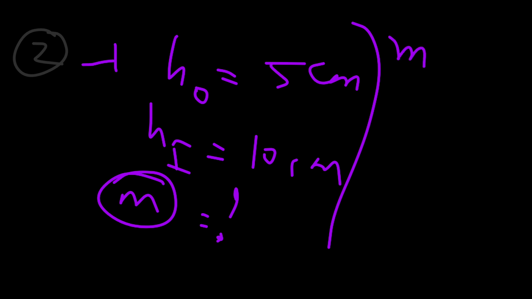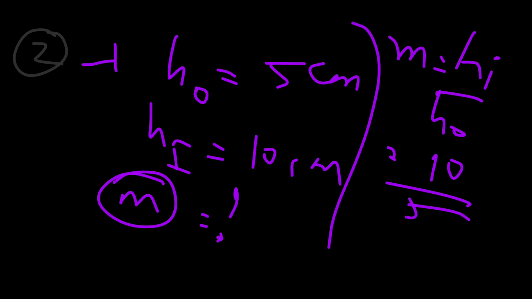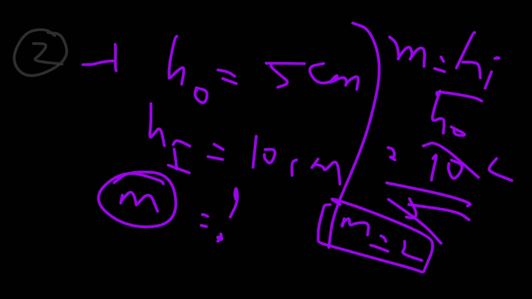You know the formula m is equal to hi by h naught. hi is 10 by h naught 5. 5 ones are 5 and 5 twos are 10. So magnification is 2. Right? Is it greater than 1 or less than 1? It's greater than 1. So the image is enlarged. Right? So these are some of the questions that have been asked.